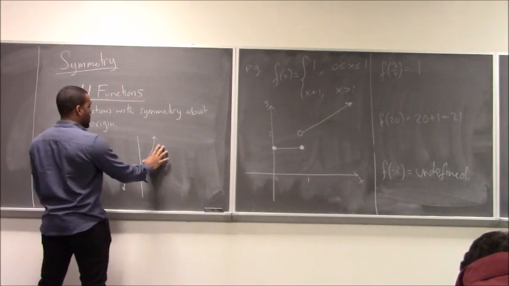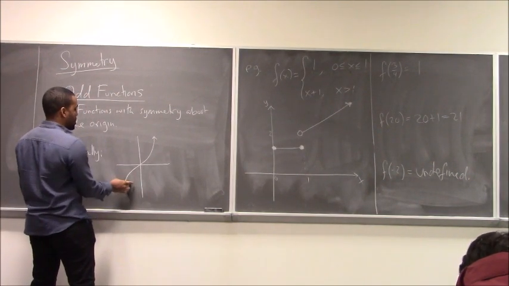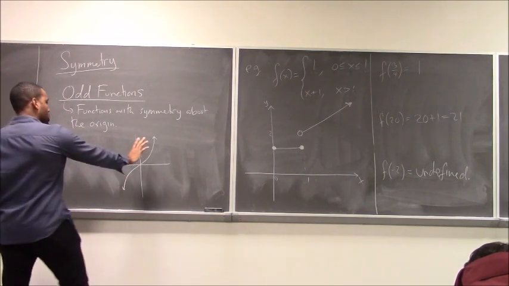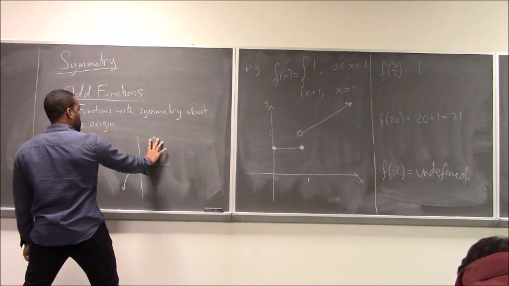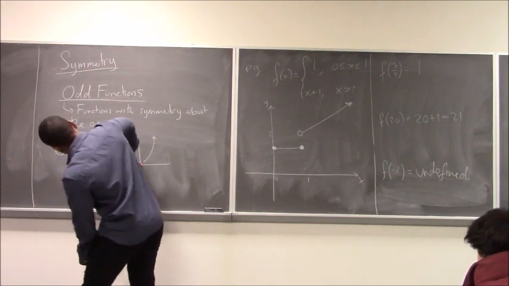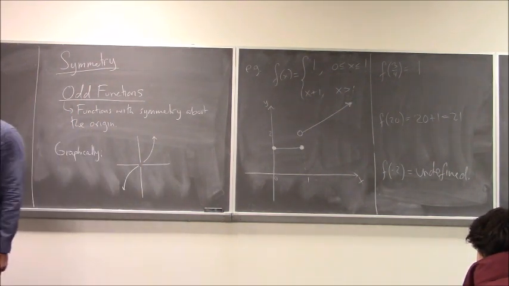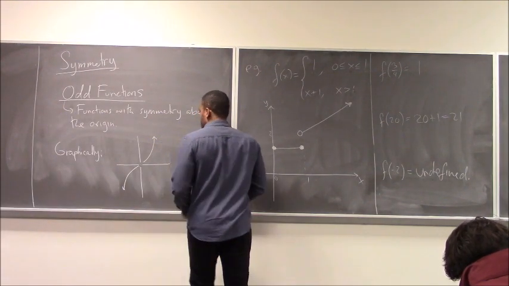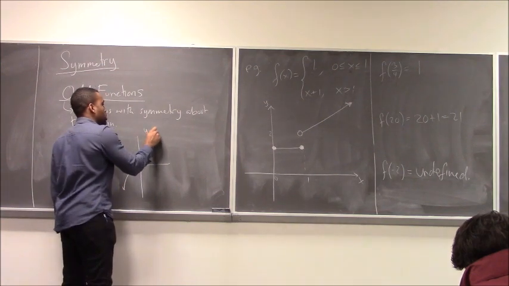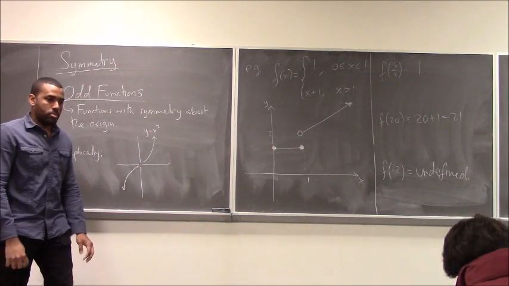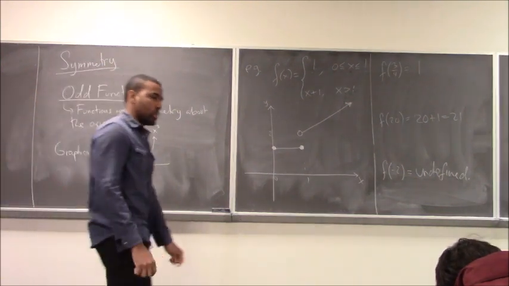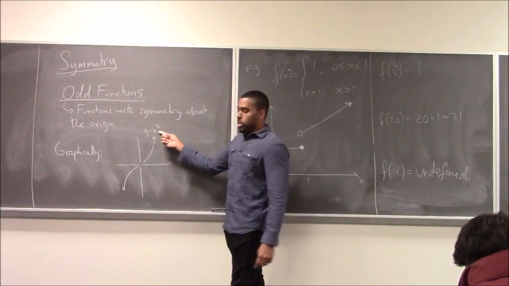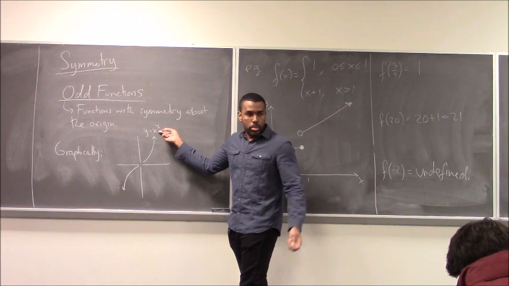Notice that if you take the right side, flip it across the y-axis, and flip it across the x-axis, you'll get the left side. You can also think about it as putting your thumb at the origin and rotating the picture 180 degrees. That's where the name symmetry about the origin comes from. So y equals x cubed is an example of a function that exhibits symmetry about the origin, and these are called odd functions. Why? Because the polynomials that exhibit this will have odd powers.